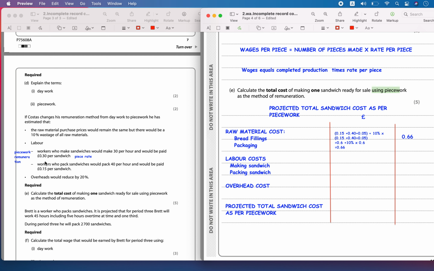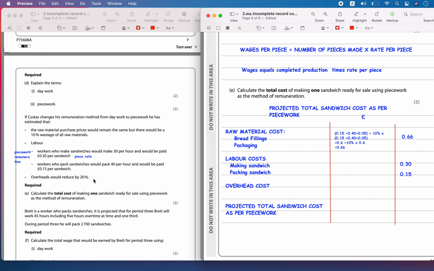Next one is the labor cost. For making the sandwich, we are seeing that they are paid at the rate of 0.03 per sandwich and 0.15 per sandwich. That is the labor rate. They have given it per sandwich. Because it's a piece rate, we just include this as the cost. We don't have to worry how many hours they work. It is as per the number of pieces. So you just include the piece rate paid directly here.